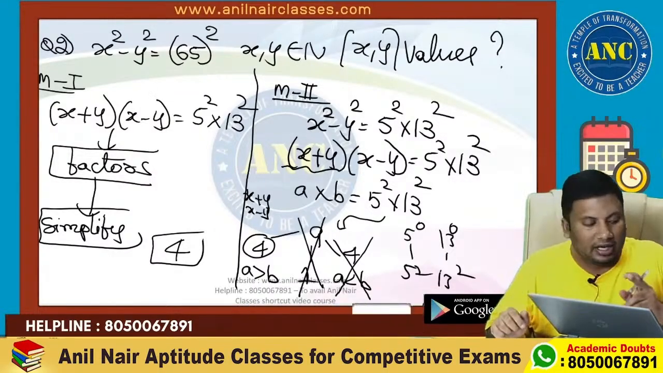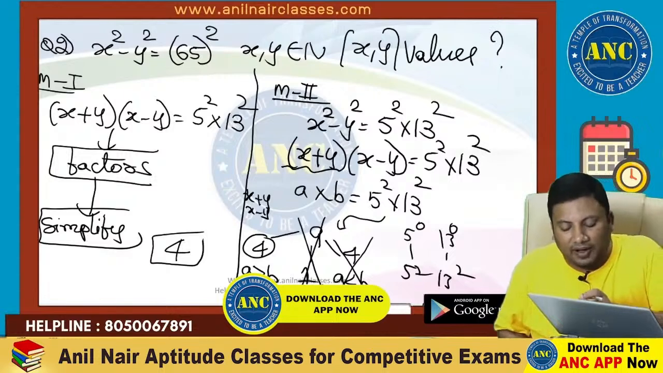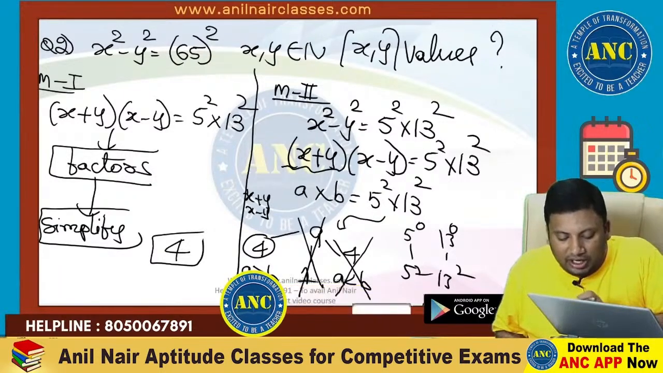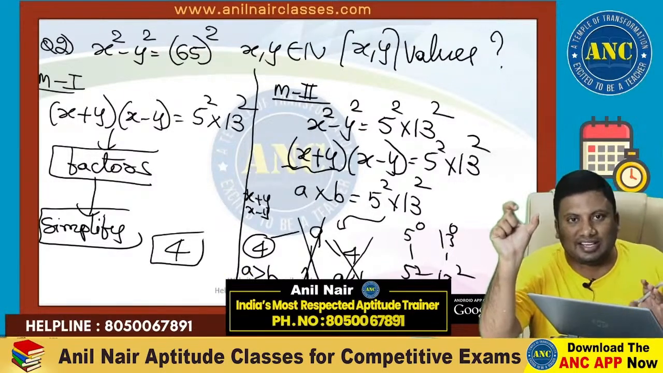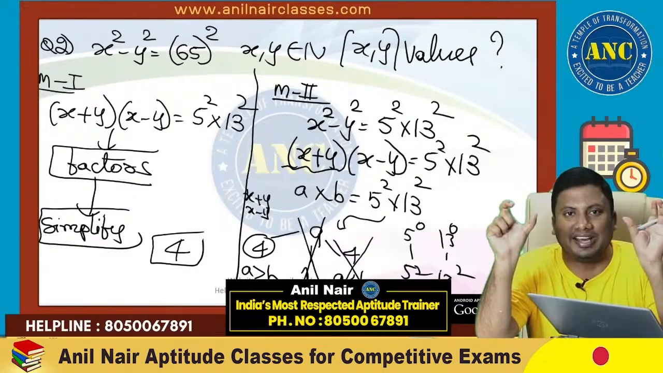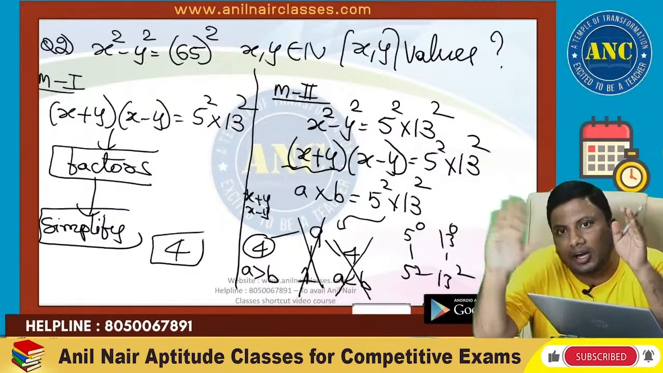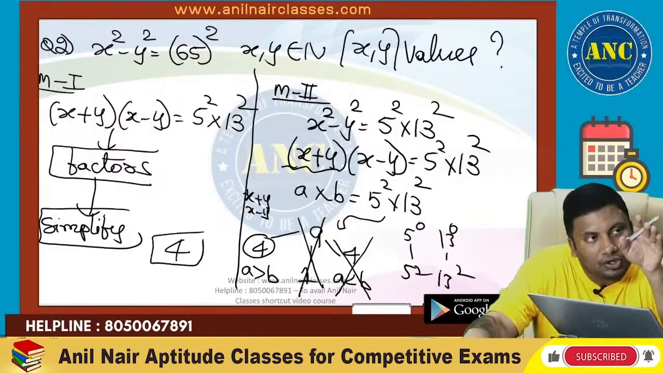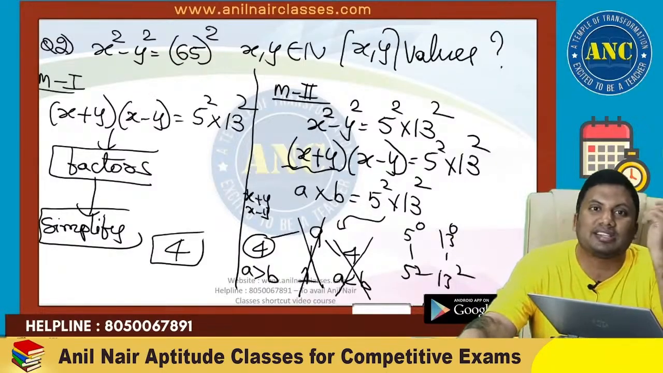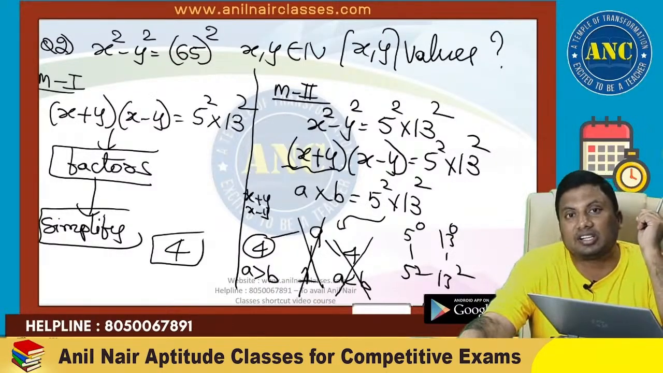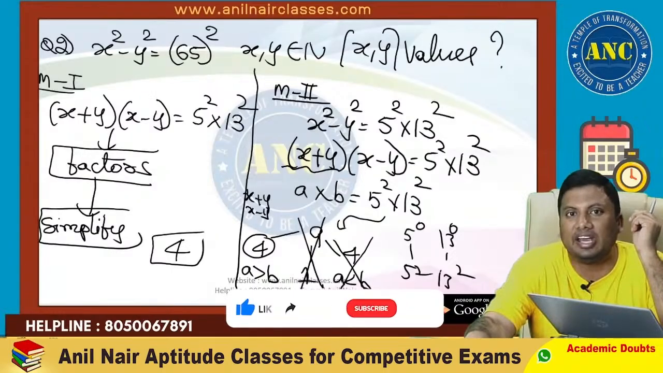Again, I am repeating. 65 square is 5 square into 13 square. 3 into 3, 9 cases are there. A into B is 9 cases. 4 cases A greater than B: 1 into 12, 12 into 1. Are you all with me? 2 into 6, 6 into 2. 4 cases A greater than B, 4 cases A less than B, and 1 case A equivalent to B.